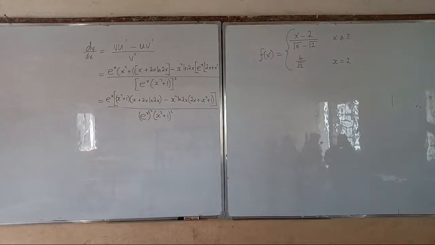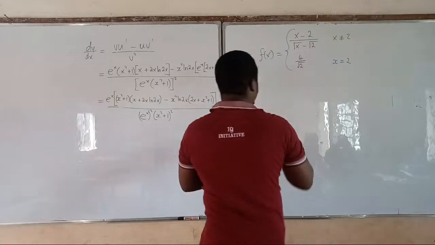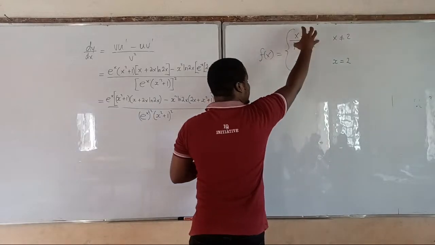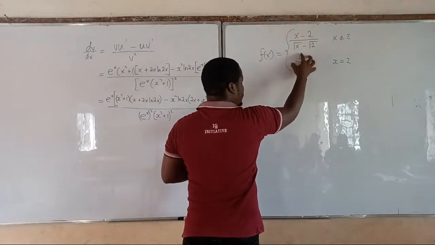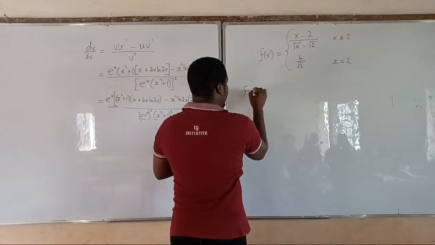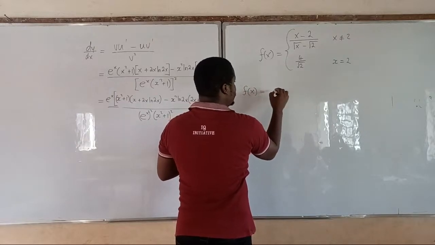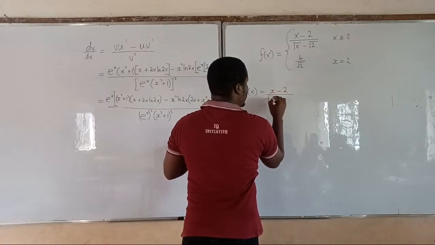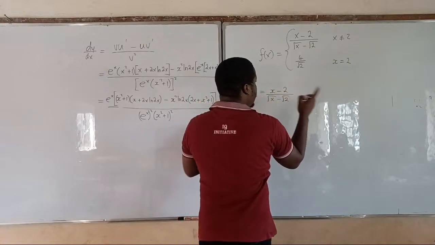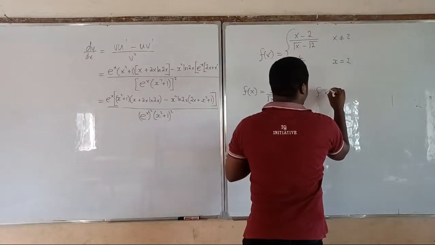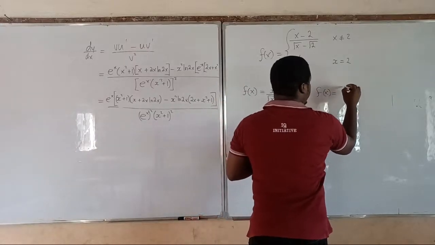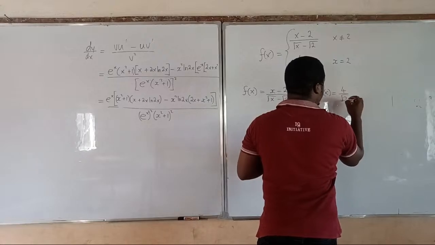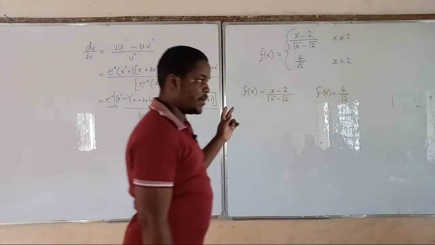Okay, so the function f of x is equal to two things. f of x is equal to this, f of x is equal to this. So let's write them. f of x is equal to x minus 2 over root x minus root 2. Also, f of x is equal to 4 over root 2. This is what we have.